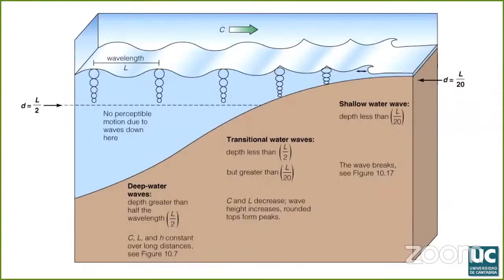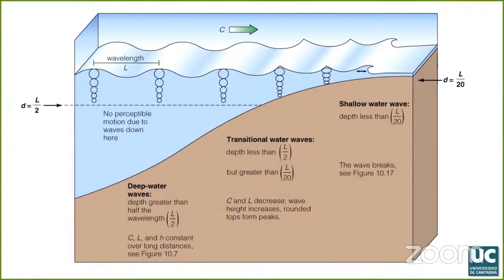So, a wave train that propagates from deep water to shallow water begins to feel the bottom when h over L is below 0.5. The effects are a reduction in wave celerity and group celerity, which is the celerity of the wave energy.